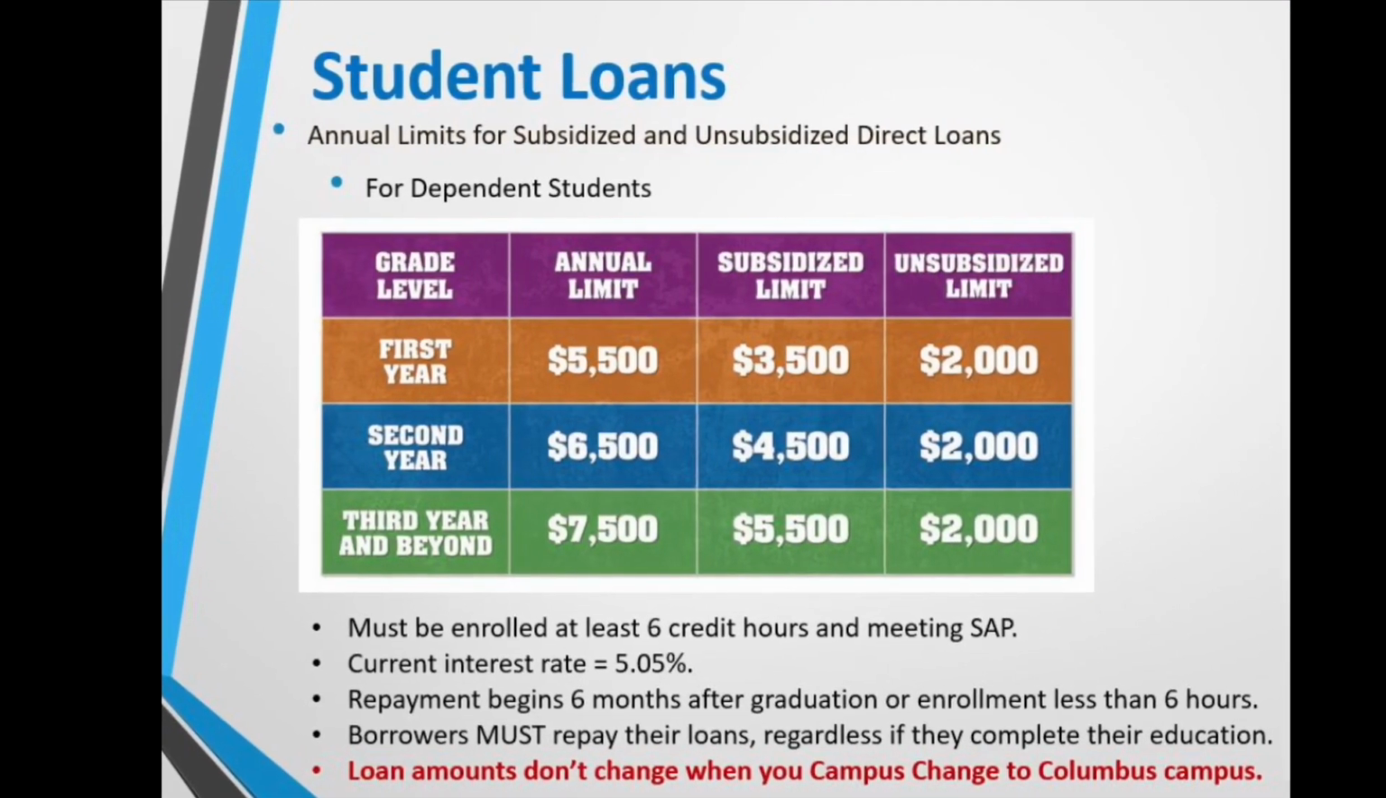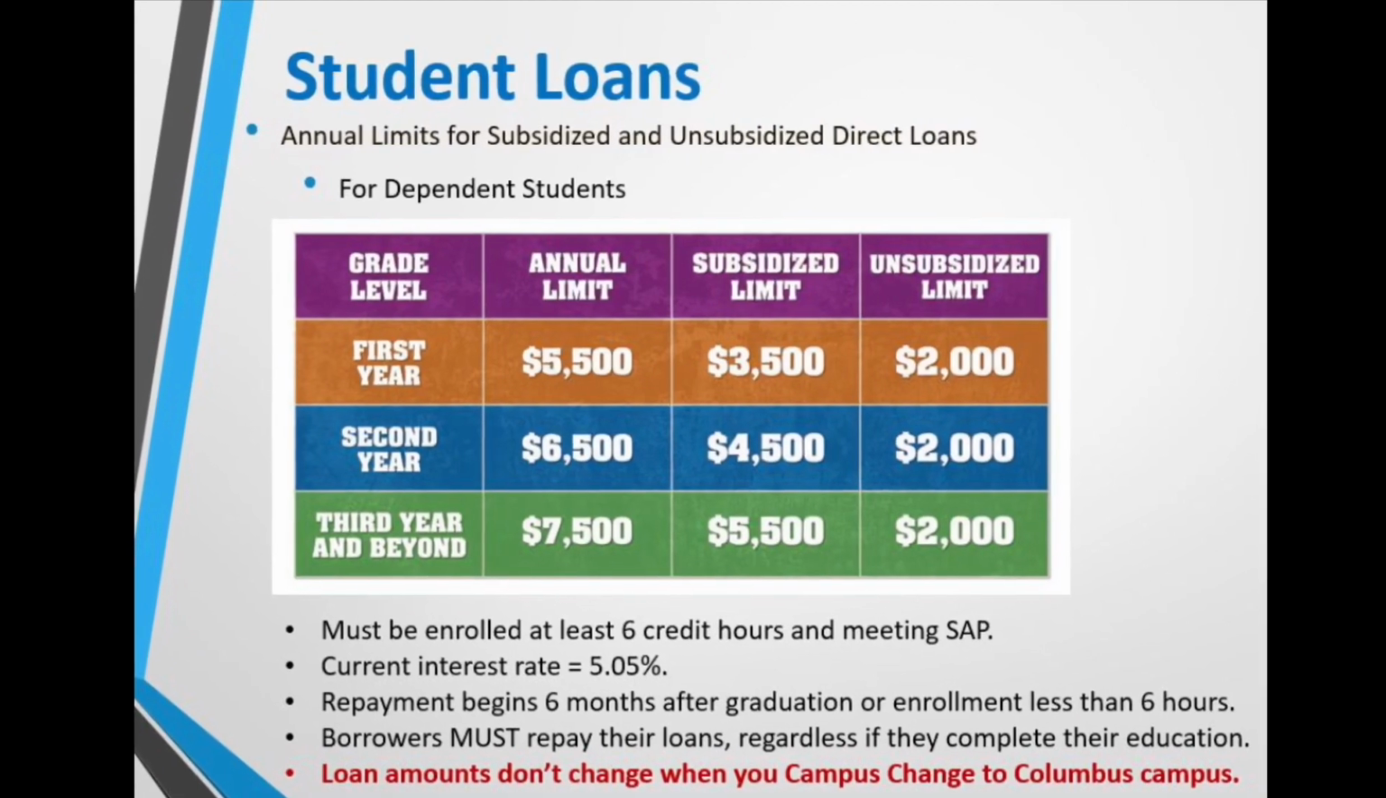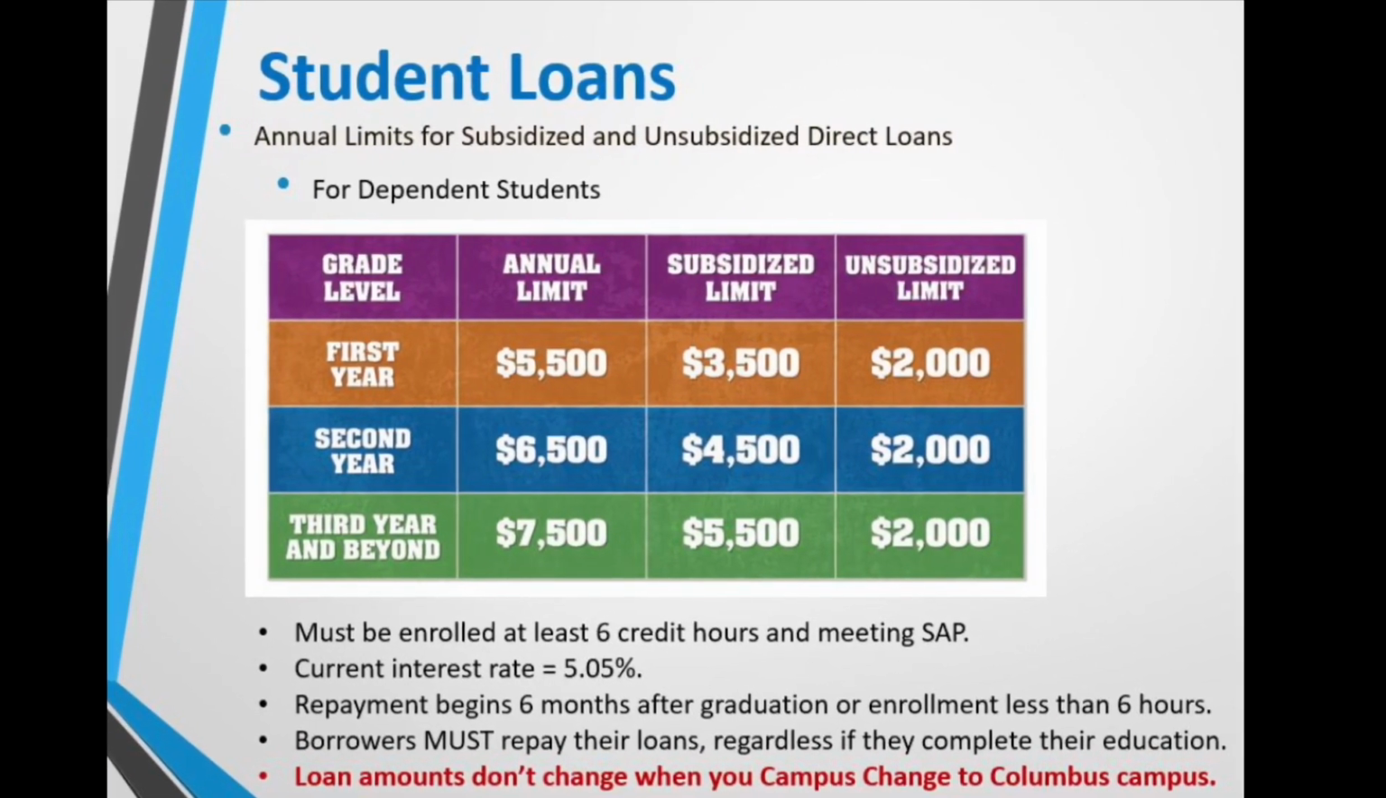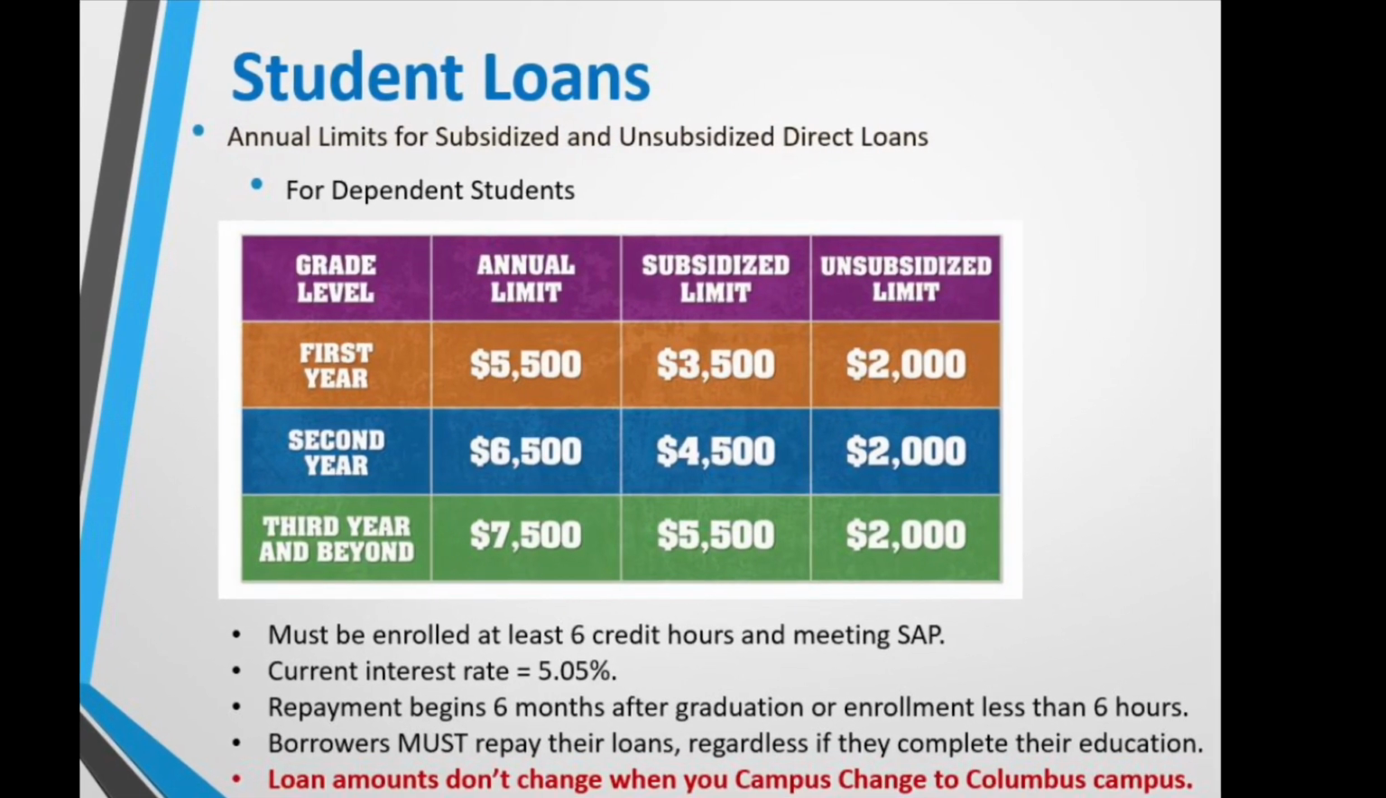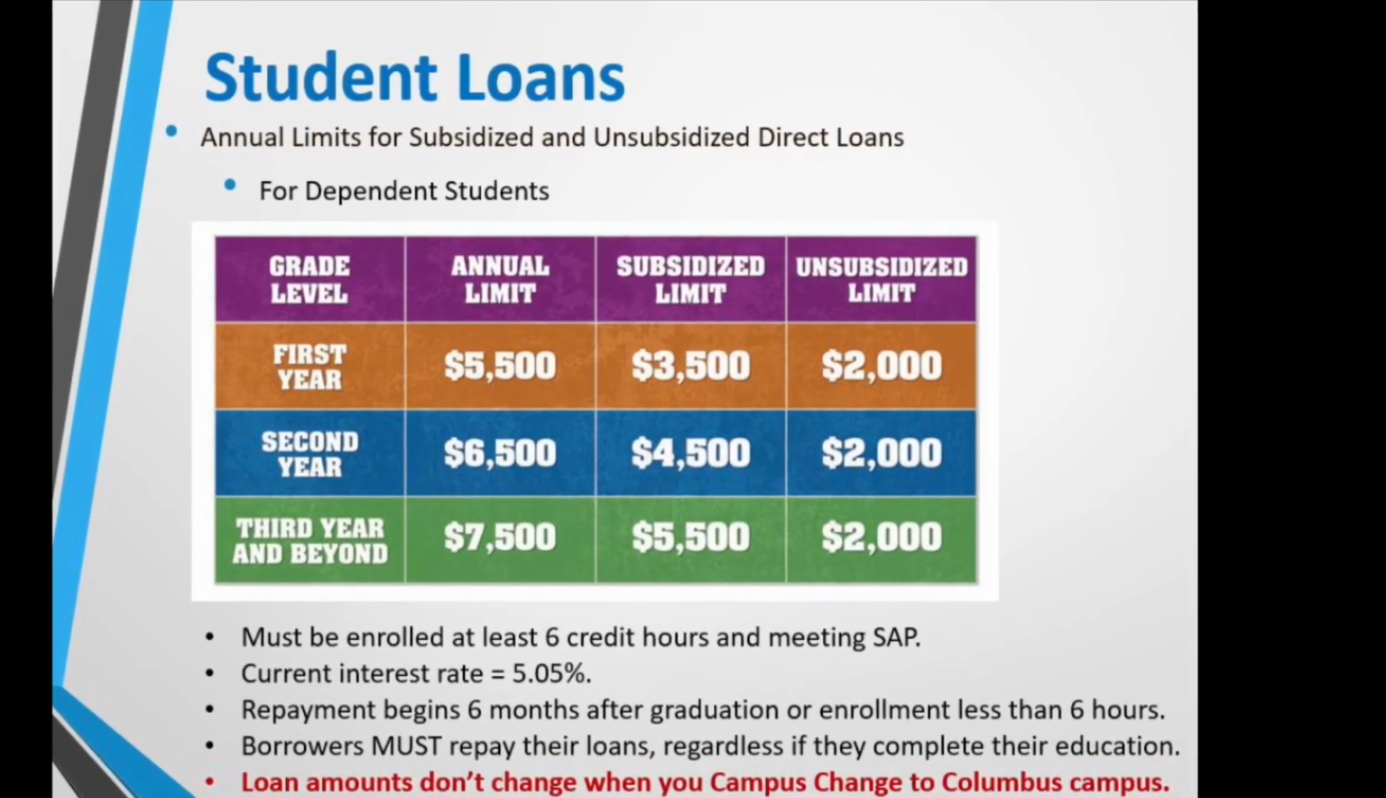So first, as a first-year dependent student, and most of you would be considered dependent students, the first-year limit or the maximum that you can borrow is $5,500. The second year limit is $6,500, third and fourth years is $7,500. As an independent student, the limits are $9,500, $10,500, and then $12,500. But again, for most of you, you would be considered dependent, so you want to go off of those totals.